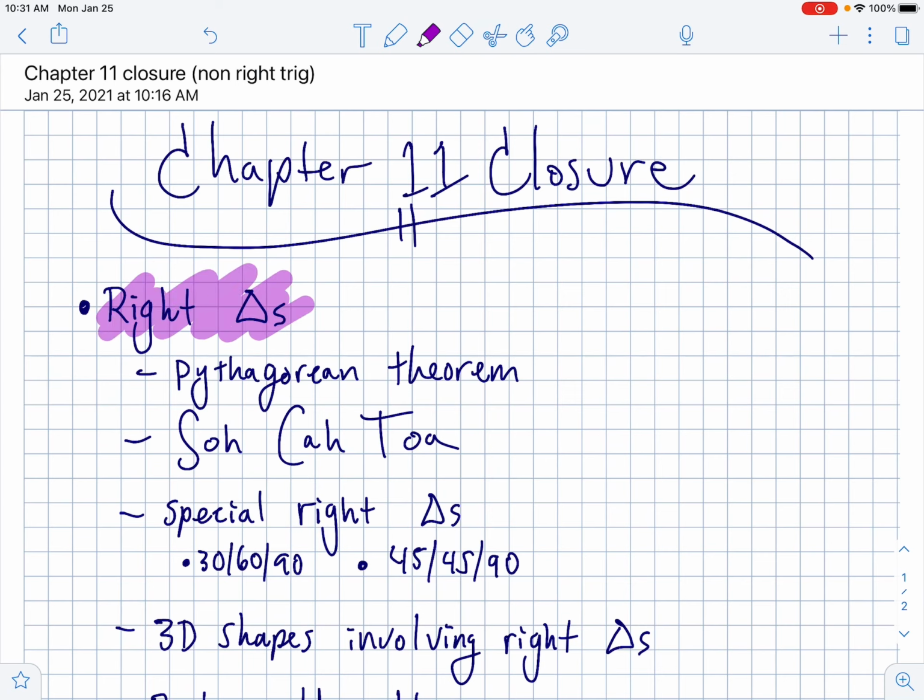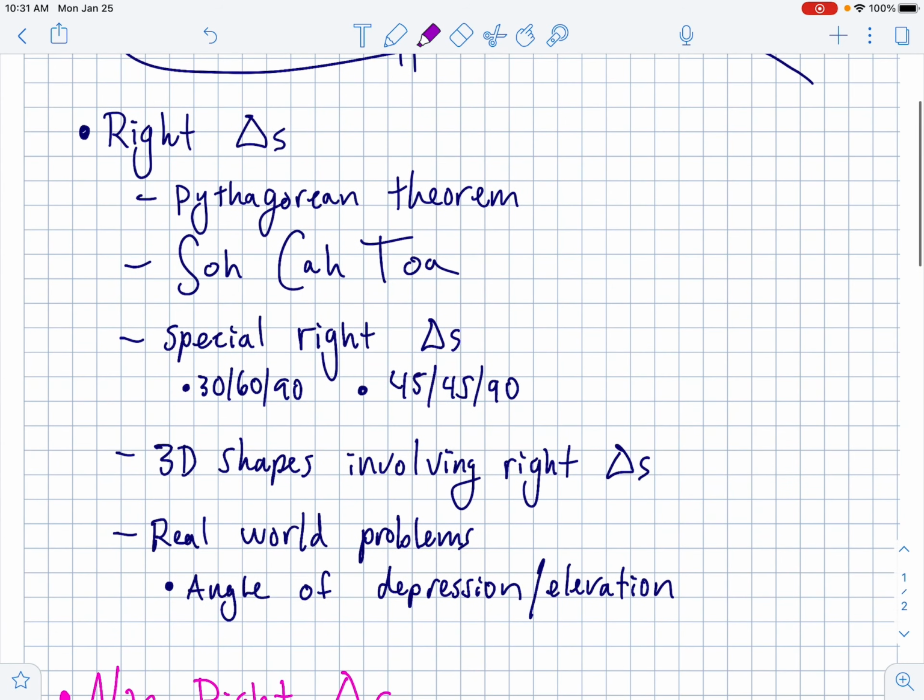There's a lot of tools for right triangles. The main one that everybody seems to remember and love is the Pythagorean theorem: a squared plus b squared equals c squared. Remember, that only works with right triangles. Also with right triangles, you have this handy, fun mnemonic, SOHCAHTOA, which is a way to remember those three trigonometric ratios: sine equals opposite over hypotenuse, cosine equals adjacent over hypotenuse, and tangent equals opposite over adjacent.